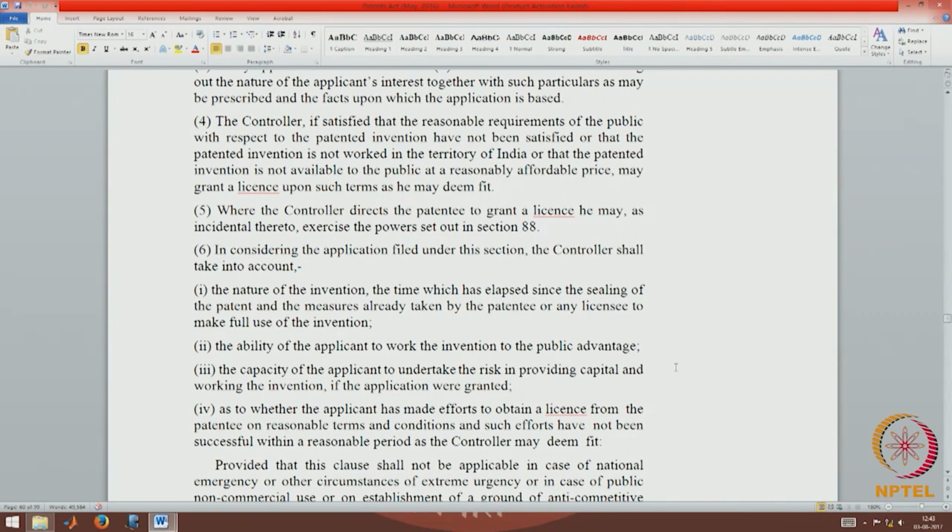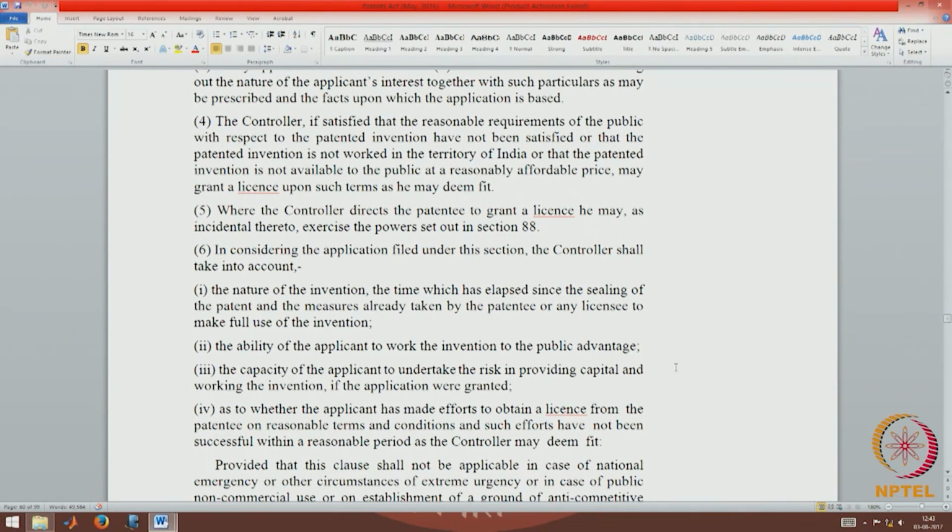6. In considering the application filed under this section, the controller shall take into account... Now, the grounds are what the applicant will plead, and he will plead facts and try to make a case based on those 3 grounds. Now, if the controller has to grant or reject the application, he will take into account the following things. 1. The nature of the invention, the time which has elapsed since the sealing of the patent.